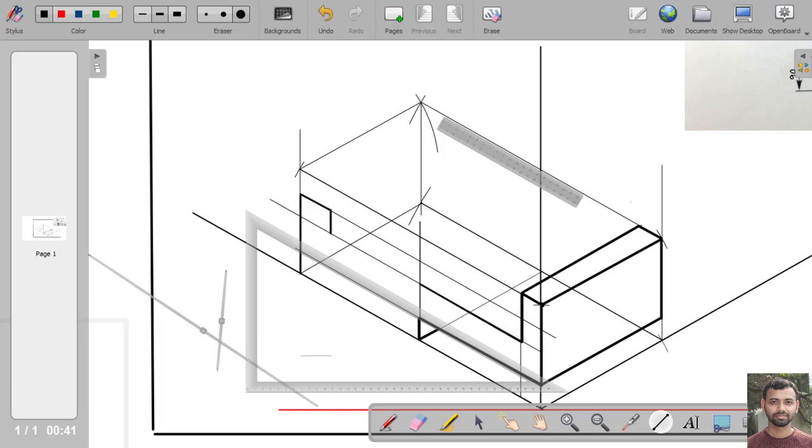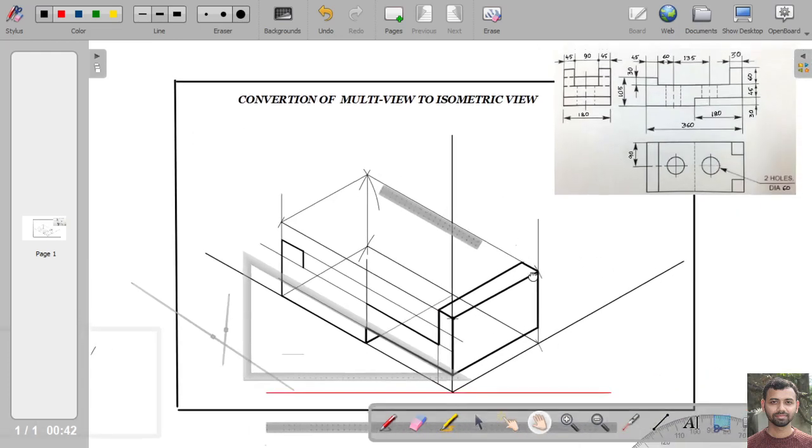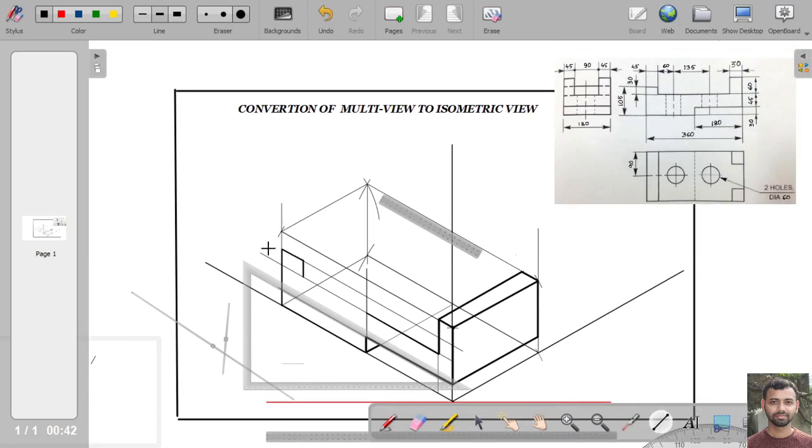Okay. So we will make all these lines as thick lines, as all these lines are the outlines. Okay, so all these will be thick lines, and from this point up to this point.